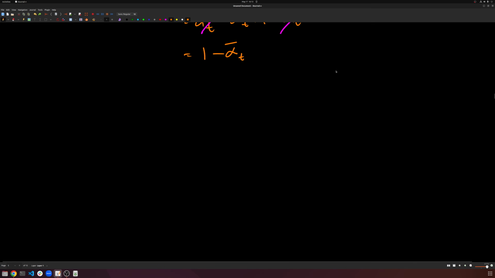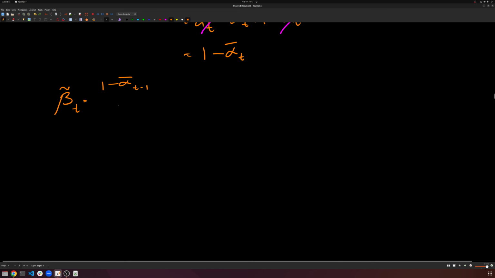So we can just go ahead and rewrite all of it together as our variance. The reverse variance for the reverse process, beta tilde t, is going to be equal to (1 minus alpha hat t minus 1) over (1 minus alpha hat t) times beta t, right? This beta t is from our noise scheduler, so that's based on our noise scheduler. This beta tilde t is essentially the reverse variance that we're looking for.